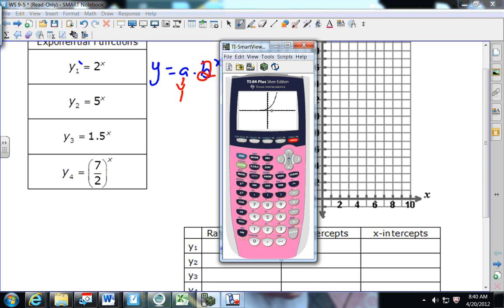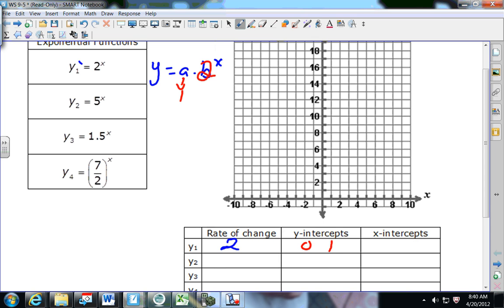That's what it looks like. It asks you to find the X and the Y-intercepts. Well, when I went into the table, here's my Y-intercept, 0 what? 0, 1. Okay, 0, 1.